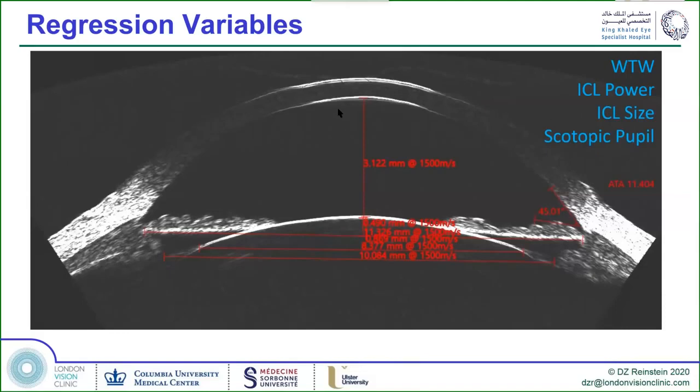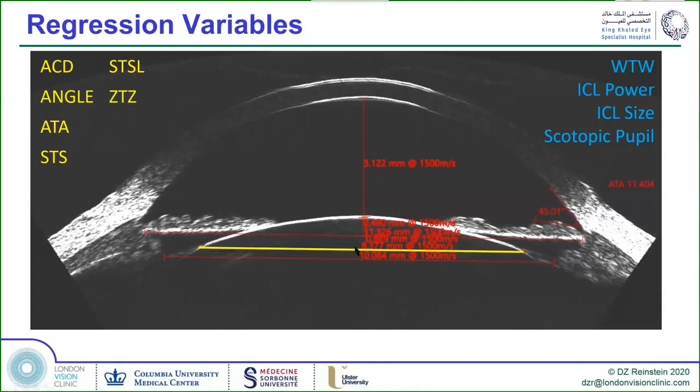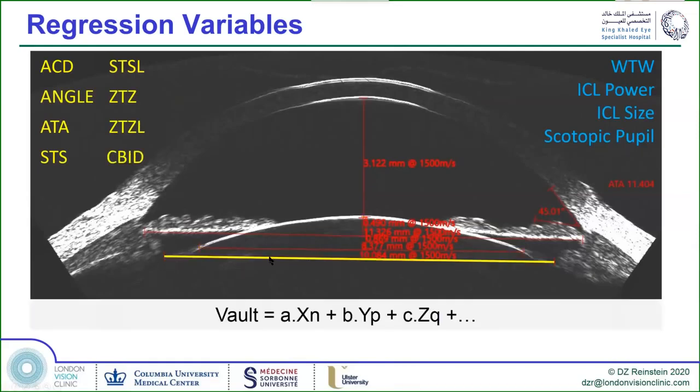And from the ultrasound, we thought, okay, well, let's use the AC depth. We can maybe measure the angle within the ultrasound. We can measure the angle to angle. We can measure, obviously, the sulcus to sulcus very nicely. And we can measure the sulcus to sulcus lens rise. But we can also measure the zonule to zonule lens rise and the zonule to zonule distance. And we can also measure the diameter of the inner aspect of the ring of the ciliary body.